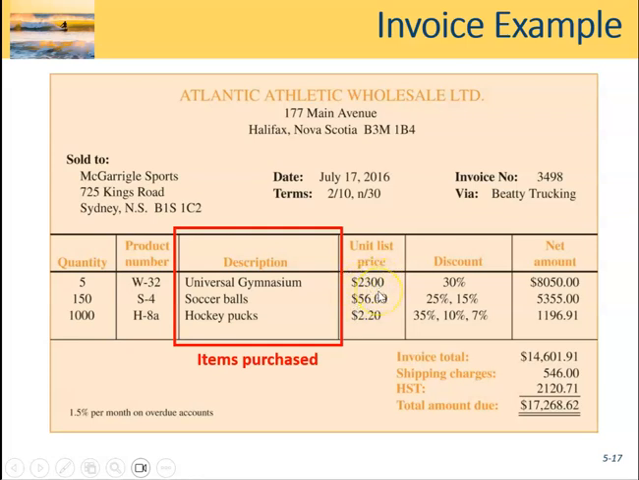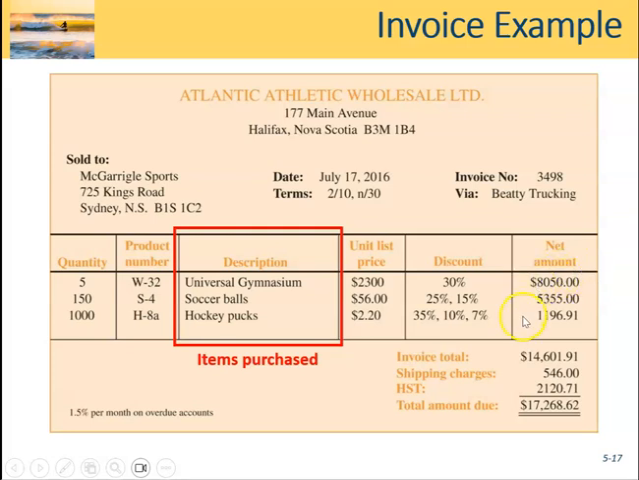Okay, so we've talked about the list price, the ultimate price that the manufacturer thinks that the consumer should pay. And then where it is partway through the chain, so maybe it's the wholesaler to the retail store. On the Universal Gym, they're getting a 30%. On the soccer balls, they're getting the multi-discounts, they're getting 25% and then 15%. And then the hockey pucks, they're getting even more multi-discounts. They're getting 35, then 10, and then 7%.